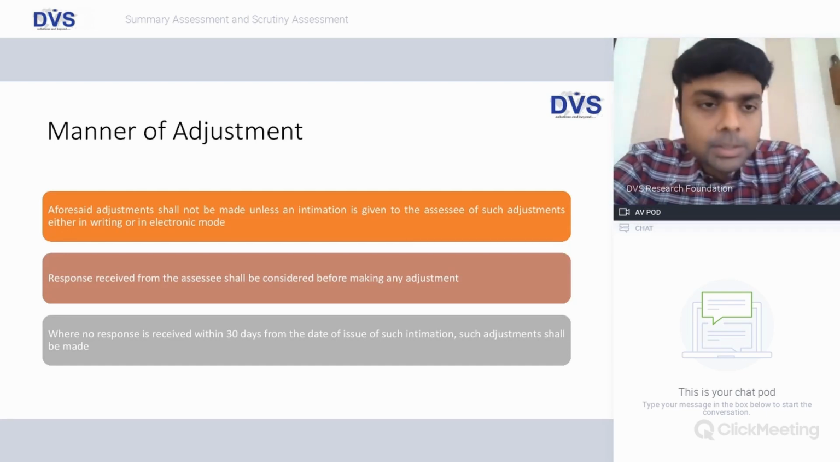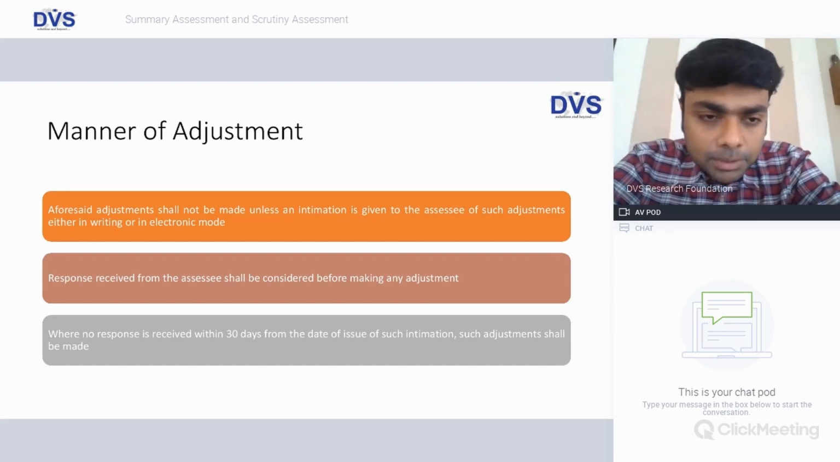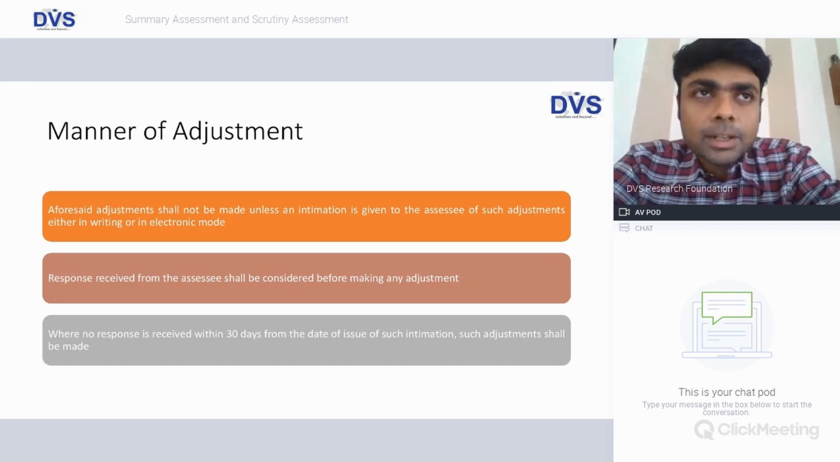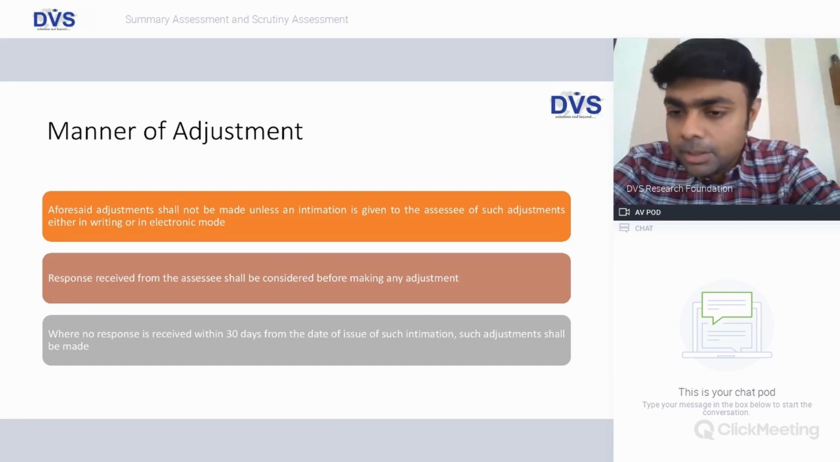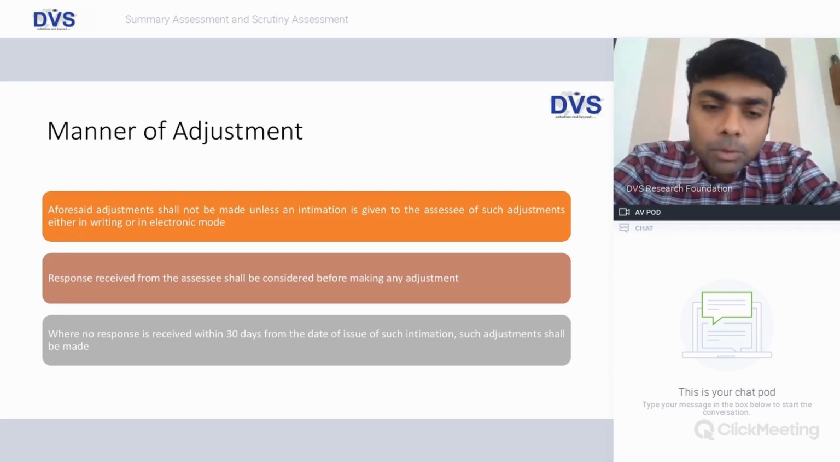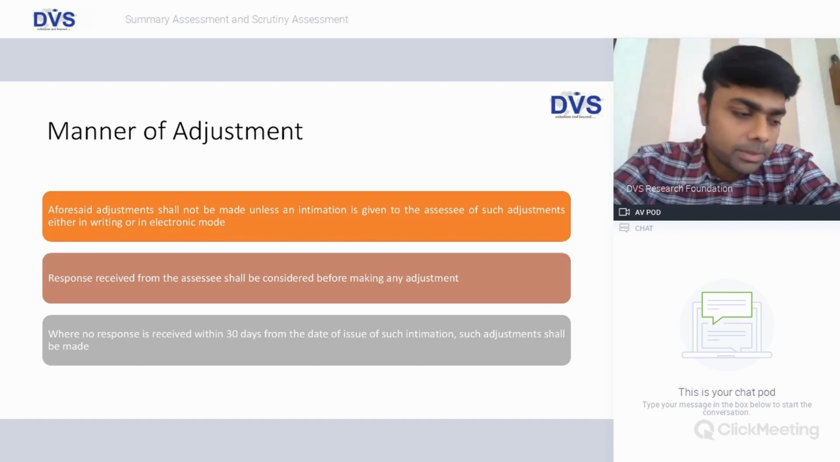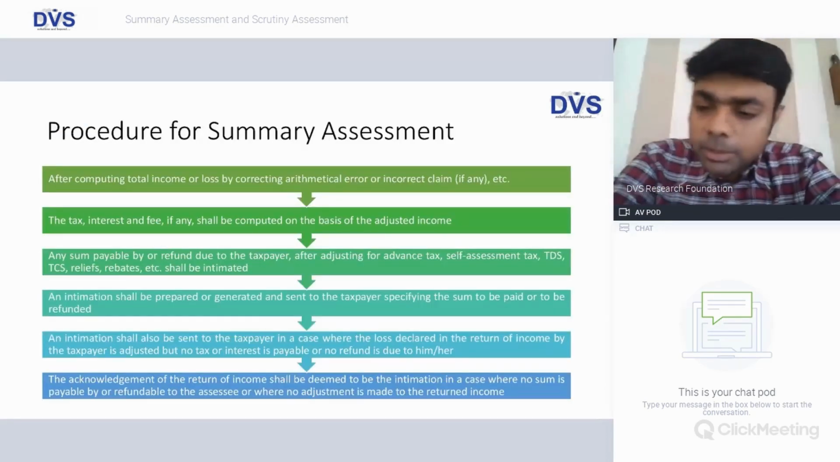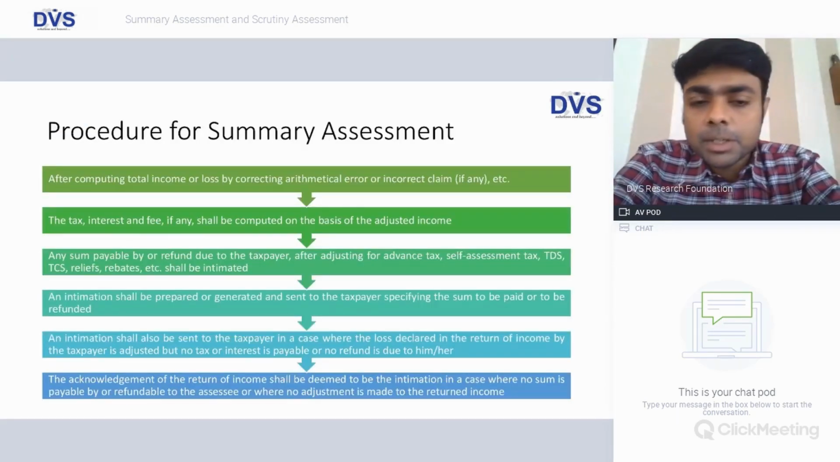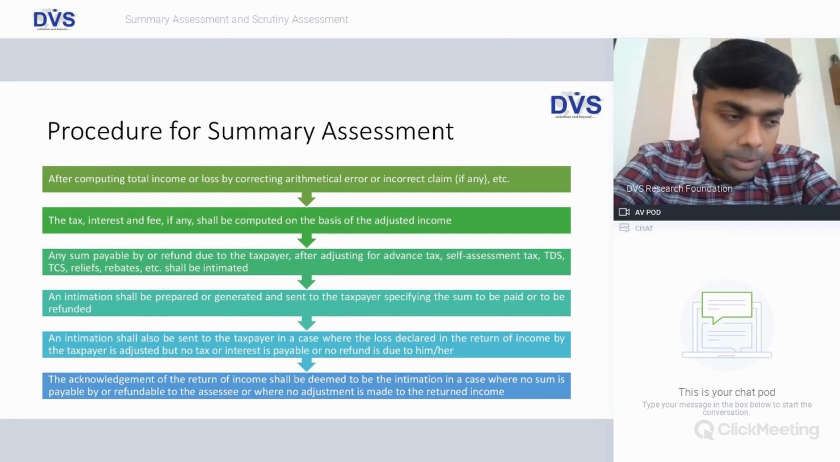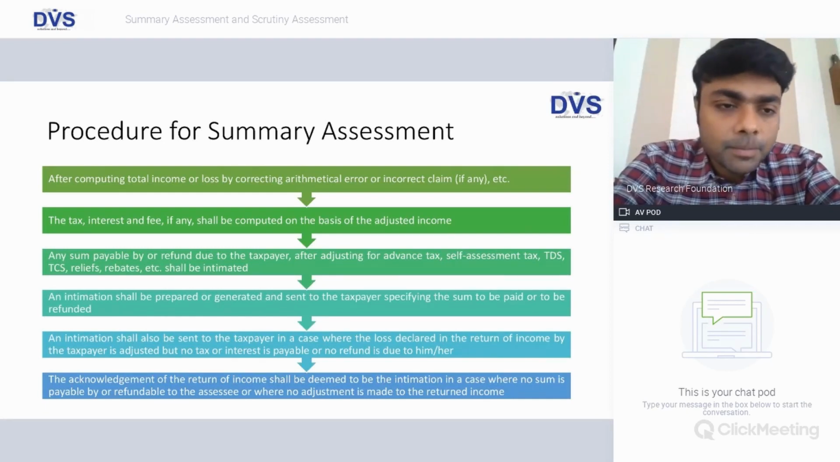So the aforesaid adjustment shall not be made unless an intimation is given. If the department finds a case where there is an incorrect claim or an excess claim or a deduction which is inappropriate, a notice, an intimation is sent to the assessee. Based on the response, a decision is taken by the assessing officer. Where no response is obtained for a period of 30 days, automatically it becomes a case for considering that transaction or the issue raised as acceptable by the assessee.